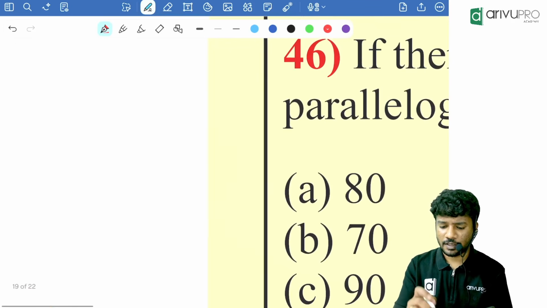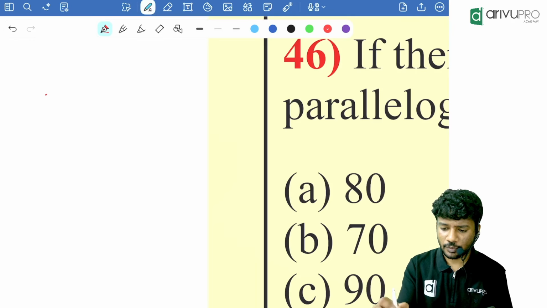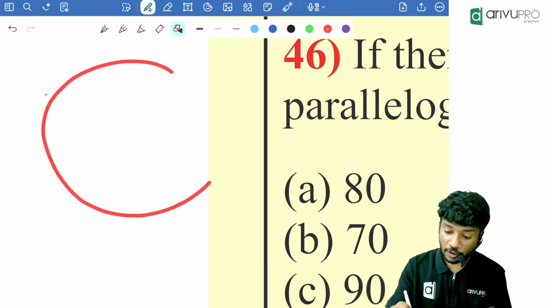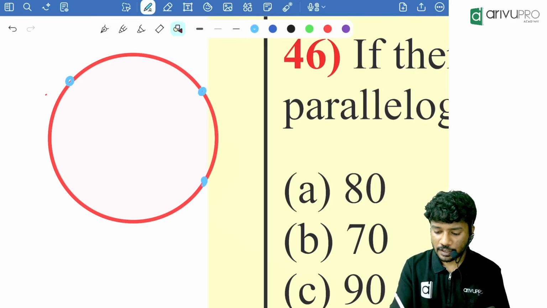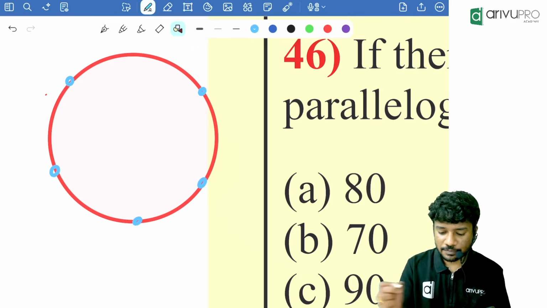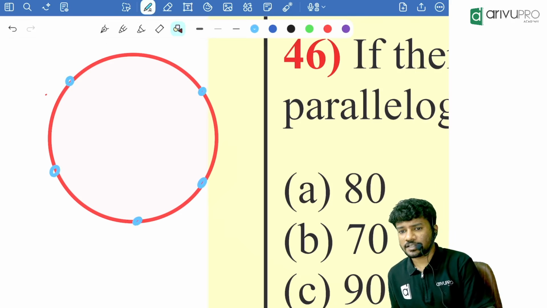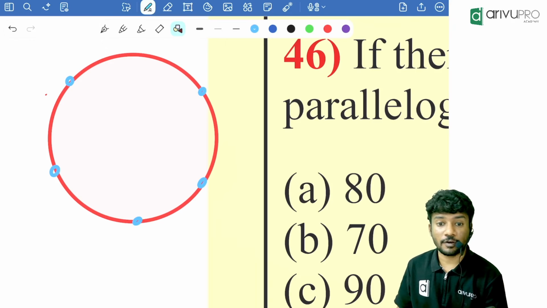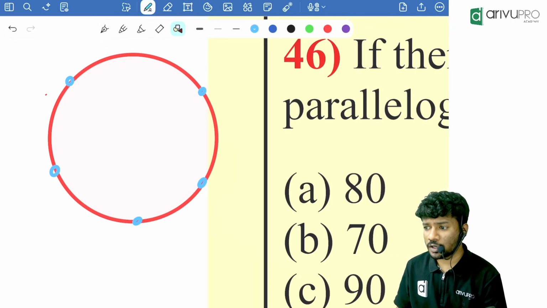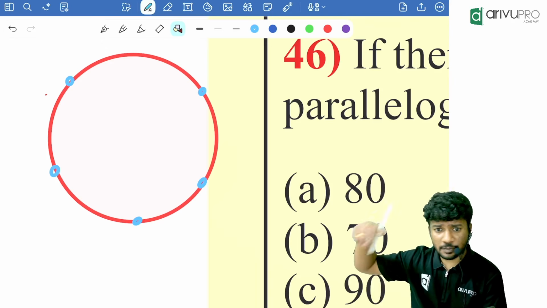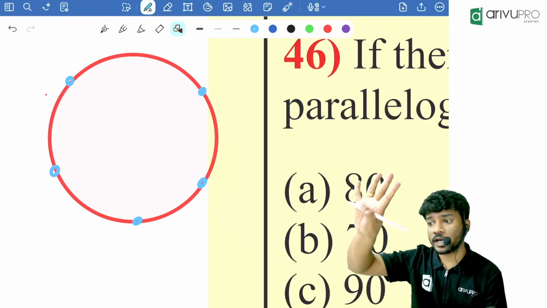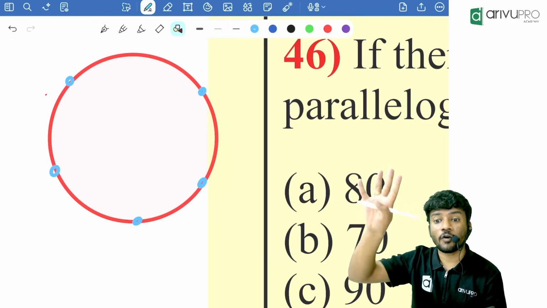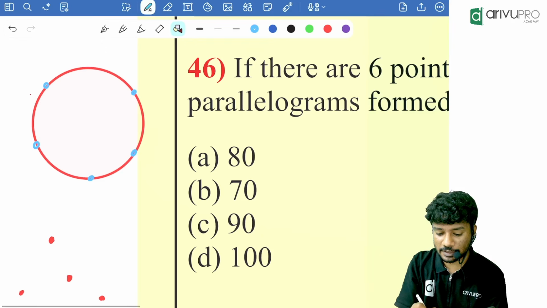Next one. I have a circle. I'm randomly showing you examples in order to think without formulas. Inside the circle, I have 5 points. How many quadrilaterals can be formed is the question. People, a quadrilateral has how many edges? A 4-sided polygon is a quadrilateral, right? 4 edges. I require how many points? 4 points.